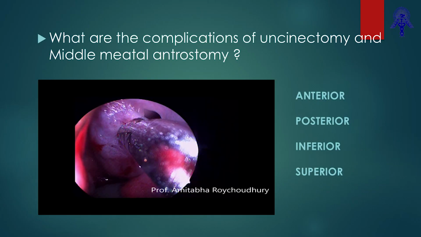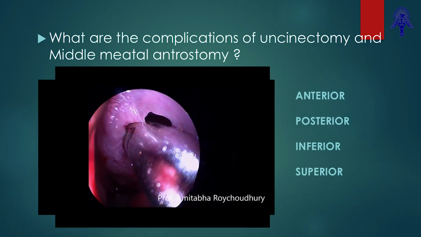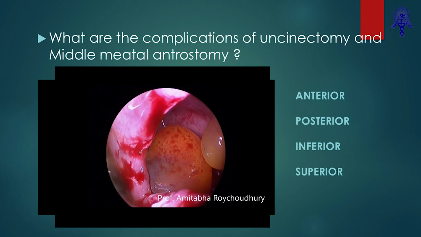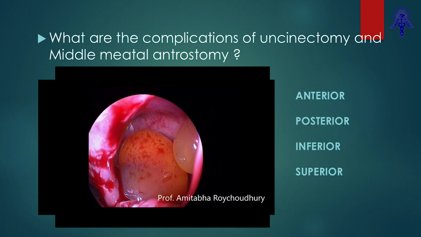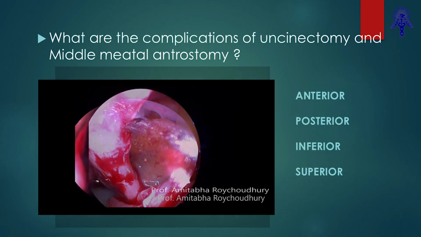Now what are the complications? I am just going question-wise, very briefly. This will be exactly asked in the examination. What are the complications of uncinectomy and middle meatal antrostomy? Just to show another middle meatal antrostomy, as she mentioned, you can use a microdebrider, and this is the situation. You have anterior, posterior, inferior, superior. Can anyone tell me what the complications are if you go too much anterior here?